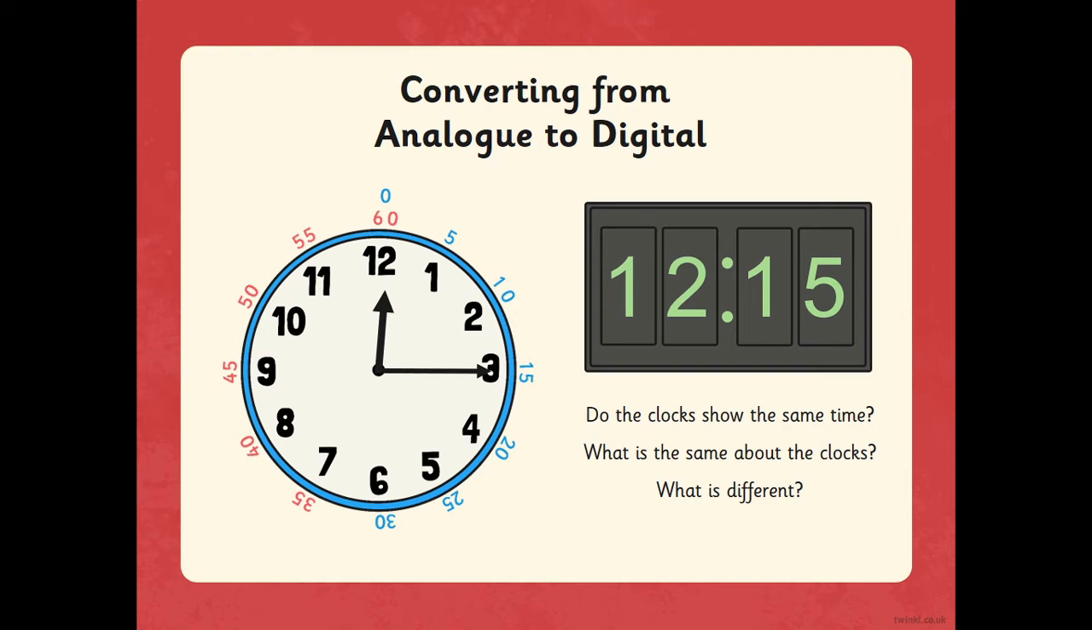If you have a look at these 2 clocks, you can see that the analog clock is pointing to just after 12 in the hour hand, so it's within the 12 o'clock hour, and then the minute hand is pointing at 15 minutes if we count round in our 5s, 5, 10, 15, and it's written on the digital clock as 15.